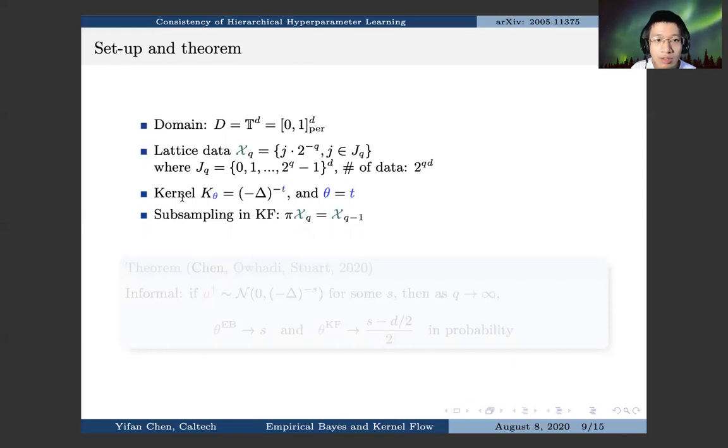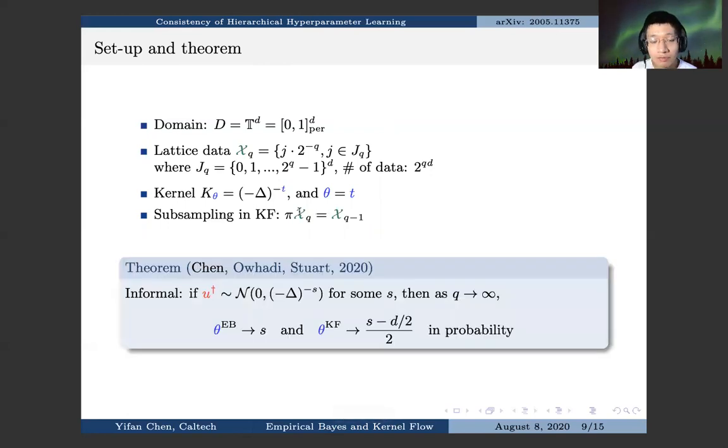The kernel family we are considering is the Matern kernel with the regularity parameter to be inferred, and that is t. So the theta will be the parameter t. In the KF loss, we need to introduce a subsampling operator. Here, we choose pi to be the projection from X_q to X_{q-1}.